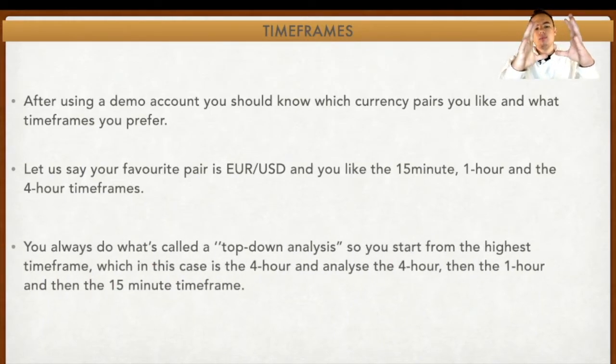Okay, so you need to do what's something called a top-down analysis. So you start from the highest time frame and you break it down all the way to the lowest time frame. So because you like the 15-minute, the 1-hour, and the 4-hour, you will start on the 4-hour time frame. Then you'll analyze on the 4-hour time frame. You'll then drop down to the 1-hour. After you've dropped down to the 1-hour, you'll then finally drop down to the 15-minute. All right.